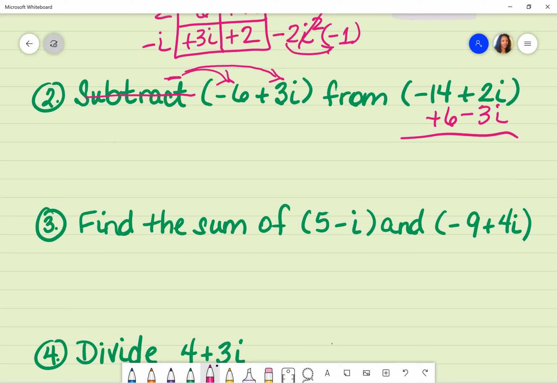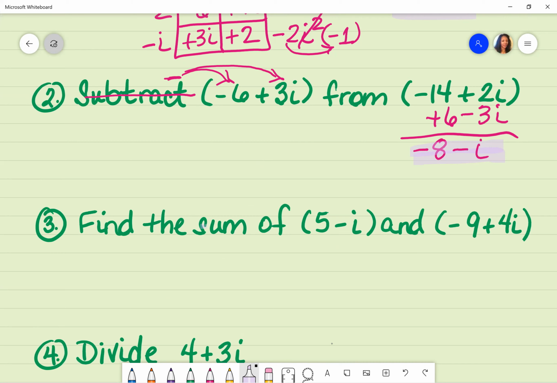So -14 and +6 have different signs, so therefore I'm subtracting. And then the next one, 2i and -3i have different signs. So I'm going to subtract and take the sign of the bigger number. And that's my answer. It is in the correct a plus or minus bi form. And my b part is really a -1.